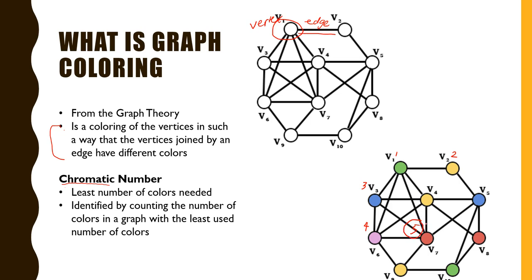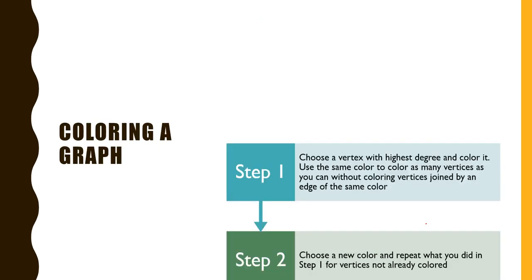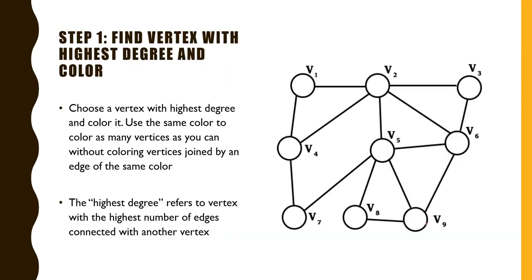So how do we actually go about coloring a graph? Well, it's quite simple. There are 3 steps, and it's really just step 1 repeated. So step 1, find the vertex with the highest degree and color. What do I mean by highest degree? The highest degree refers to the vertex with the highest number of edges connected to it.